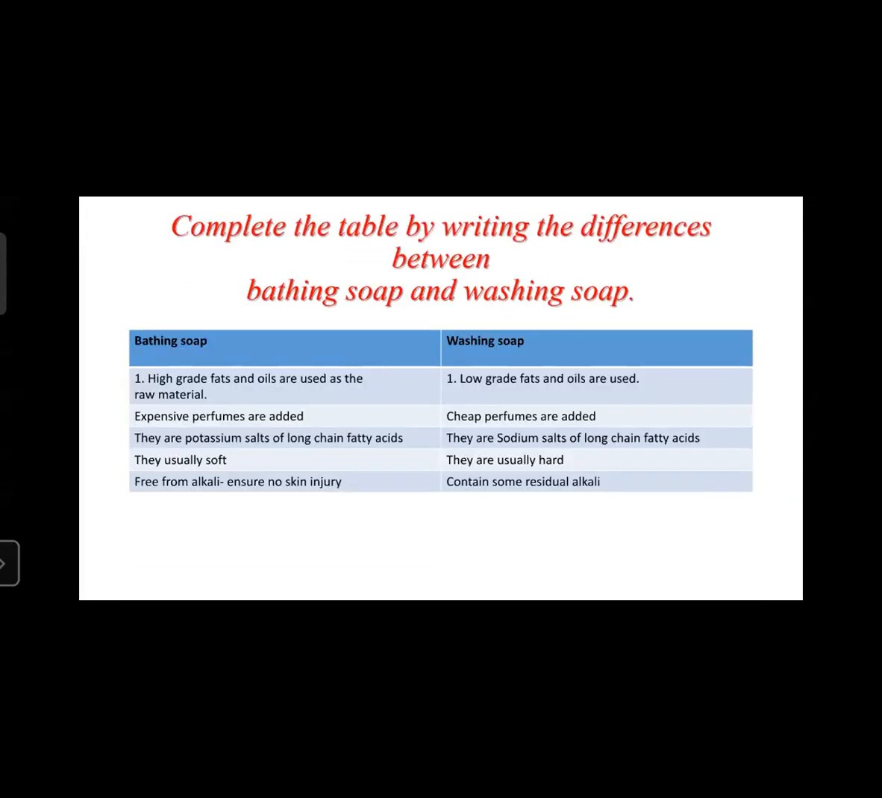Now we have seen the difference between bathing and washing soap. In bathing soap, high grade fats and oils are used as raw material. In washing soap, low grade fats and oils are used. Expensive perfumes are added in bathing soap, and cheap perfumes are added in washing soap.